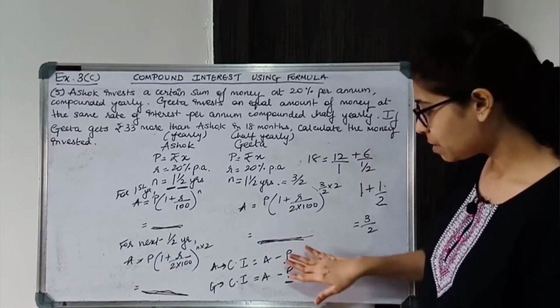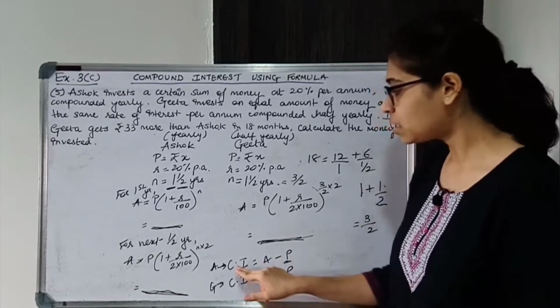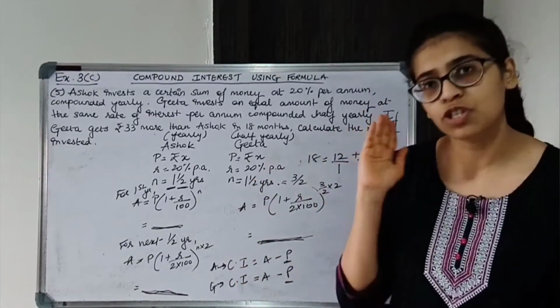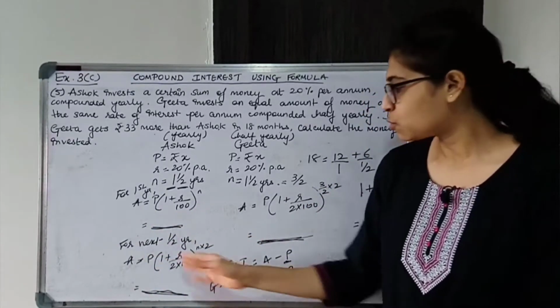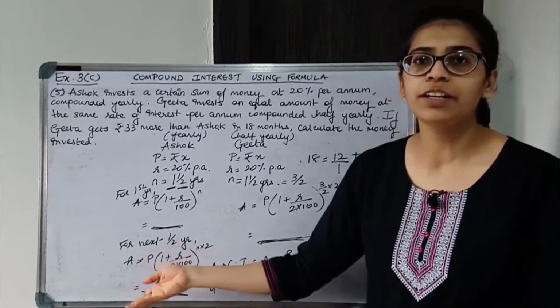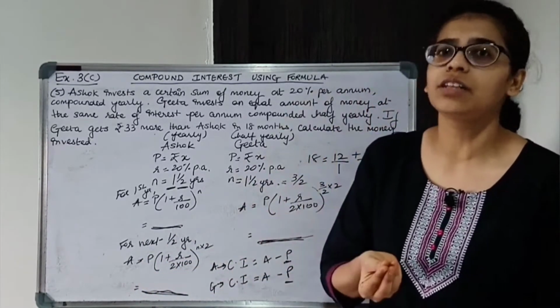So when the principal is the same, you can take the difference in amount or the difference in compound interest, whichever you want. You can find interest, but that would become a lengthy method. So why find compound interest? You don't need to find compound interest. Instead take the difference in amount. The difference in amount is 33 rupees.